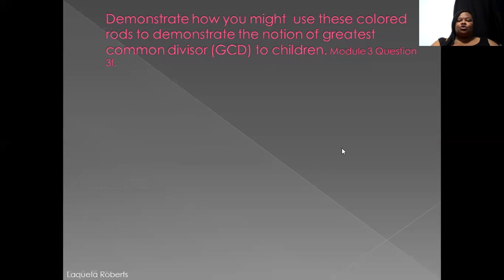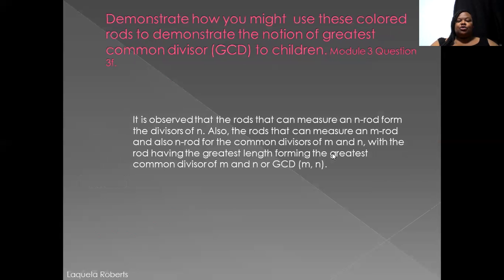Demonstrate how you might use these colored rods to demonstrate the notion of greatest common divisor to children. It is observed that the rods that can measure an N rod form the divisors of N. Also, the rods that can measure an M rod and also an N rod are the common divisors of M and N, with the rod having the greatest length forming the greatest common divisor of M and N.